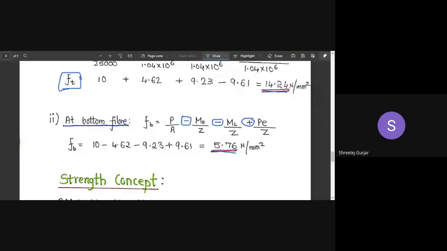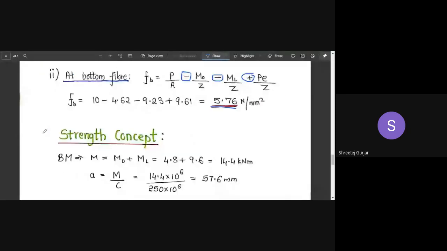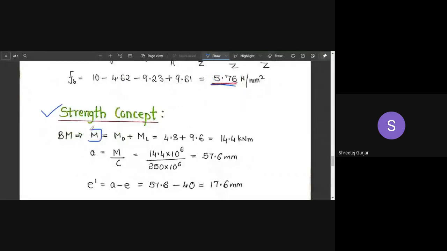So let us now solve it using the strength concept. Now we will solve it using the force concept. The bending moments we have calculated in the stress concept, the same thing will be applied here. We add both of those and get the total bending moment. Substitute that in this formula to get your lever arm, where C is equal to P. So you get your lever arm distance.